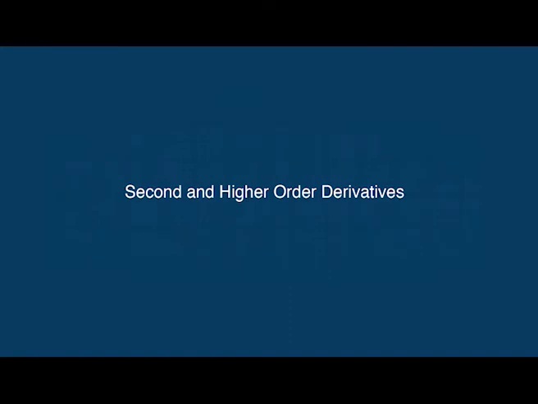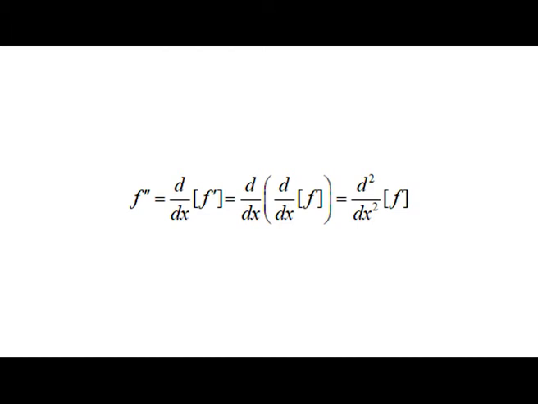Second and higher order derivatives. The derivative f′ = d/dx of f is the first derivative, first order derivative of f, with respect to x. This derivative may itself be a differentiable function of x. If so, its derivative, f″ = d/dx of f′ = d/dx of (df/dx), which is equal to d²/dx² of f, is called the second derivative or second order derivative of f with respect to x.